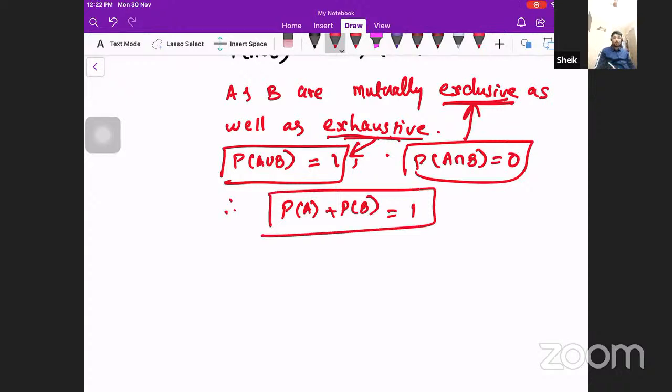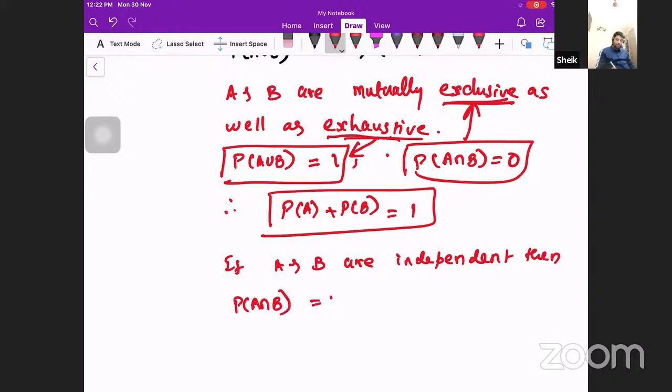Okay, this is a very important MCQ, my dear. Next important MCQ is, if A and B are independent, then P of A intersection B is equal to P of A into P of B.